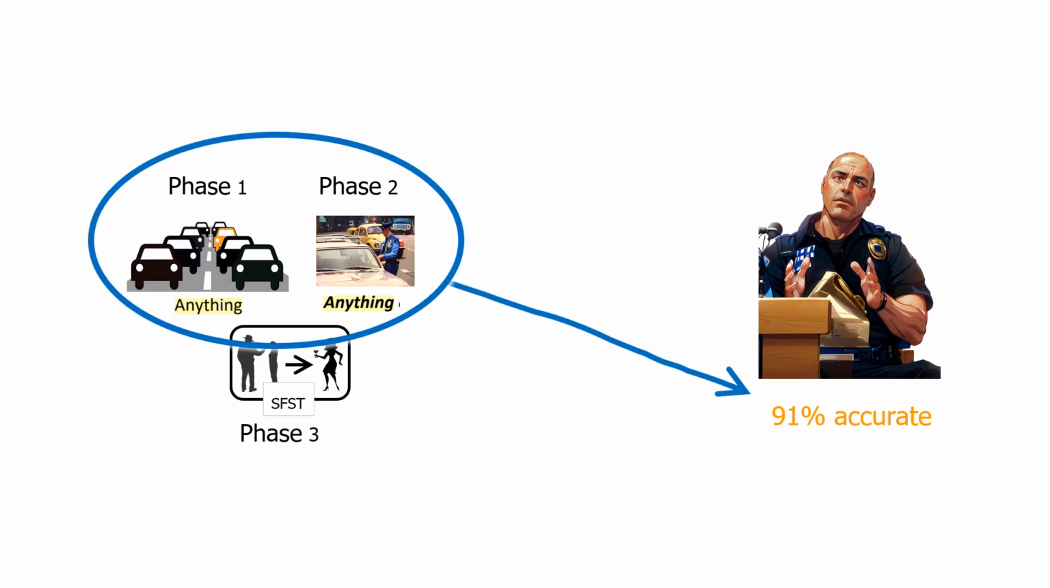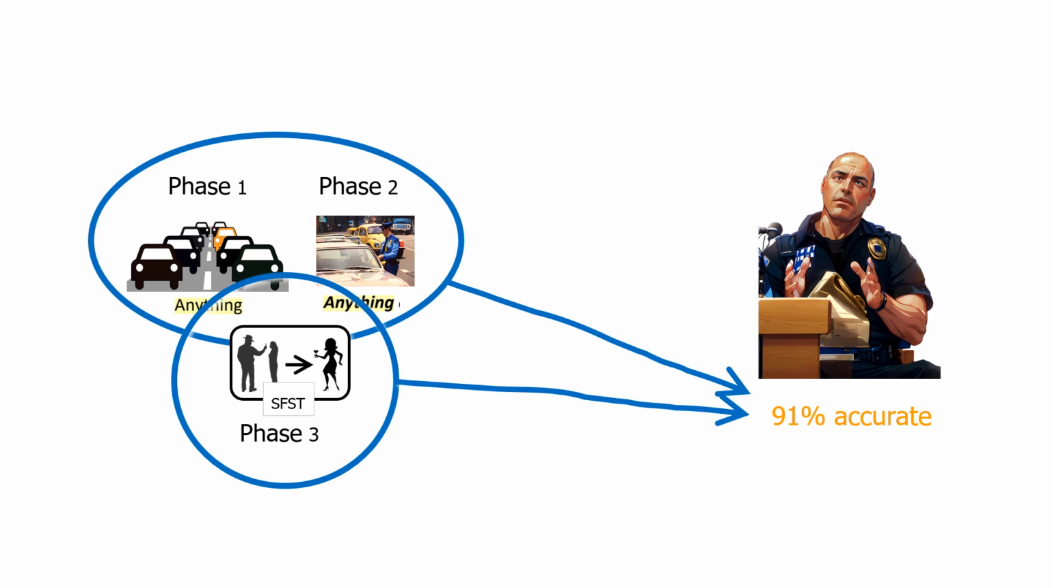But the sobriety test was only part of the DWI process. Phase 1 and Phase 2 also contributed to the final accuracy. So the final accuracy comes from all 3 phases of the DWI process. That's what this video is about. It turns out there are ways to figure out how much of the final accuracy comes from the final step of the process, Phase 3, the sobriety test, and how much comes from the first 2 phases.